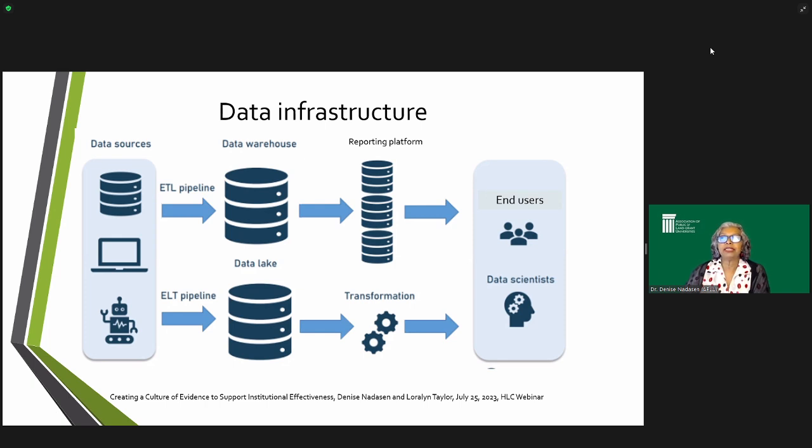If you have a data lake with unstructured data, those data might be accessed by your data scientists or folks who have more sophisticated analytic tools that can clean, transform, and analyze the data. Whatever the tools or systems are available on your campus, these structures should be described and shared with your campus community, particularly your data working group, with instructions on how end users can access the data.